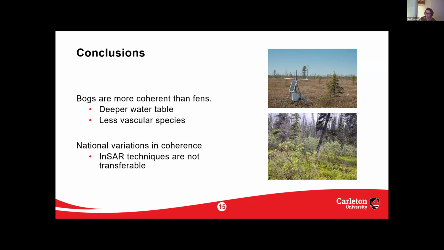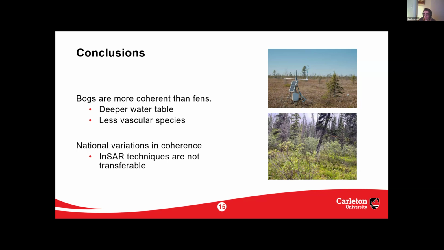And so in general, bogs are more coherent than fens. This is likely due to the deeper water table. When the water table is high, it becomes capillarily linked to the near surface soil moisture, and so it tends to be wetter and you get some variation. But with the deeper water table, it's separate, and so the surface could be more stable in that way. And there are fewer vascular species.